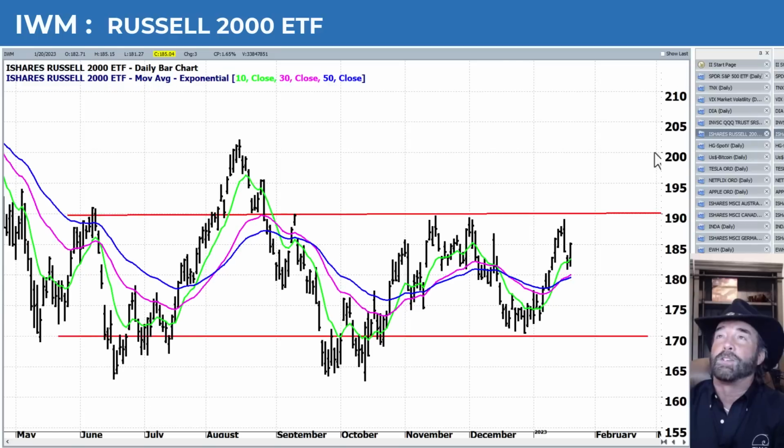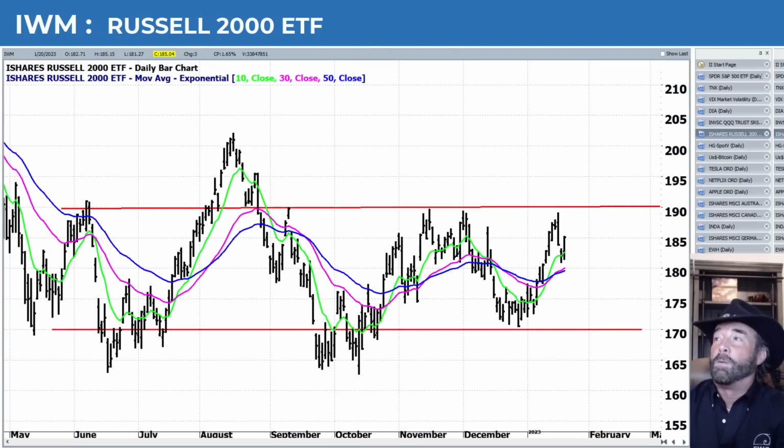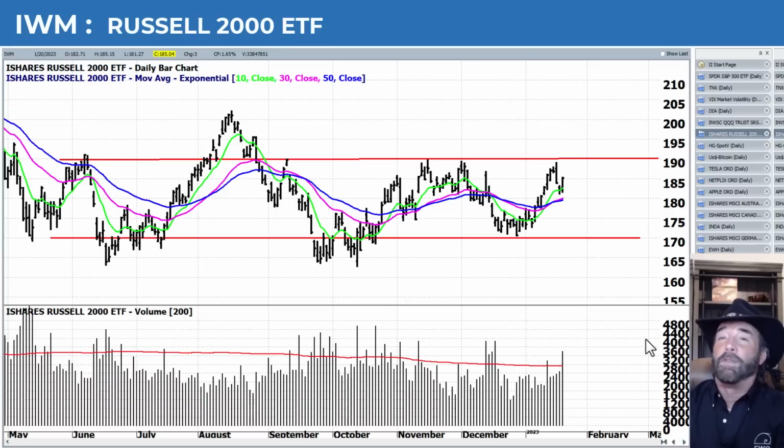I think it would be really constructive for the market here if the IWM could get above 190 and go back into that 190 to 210 trading range that we were in a year ago. That would be a really positive development, I think, and it looks like perhaps the IWM wants to give that a go. You look at the volume, good supportive volume on that move.